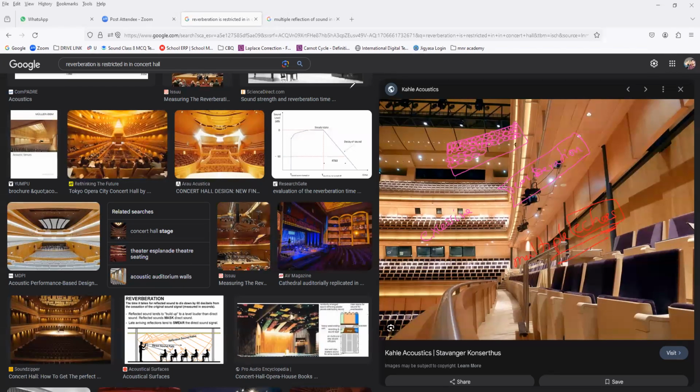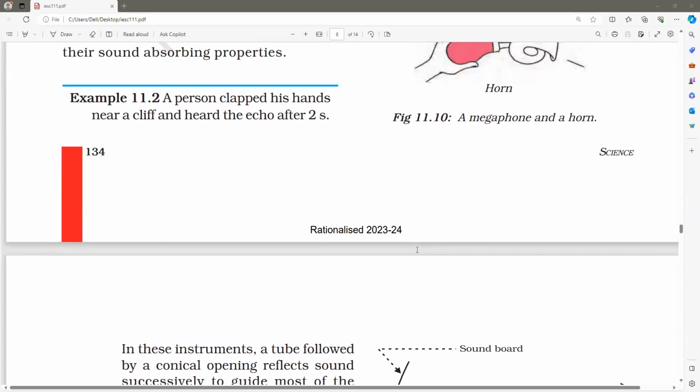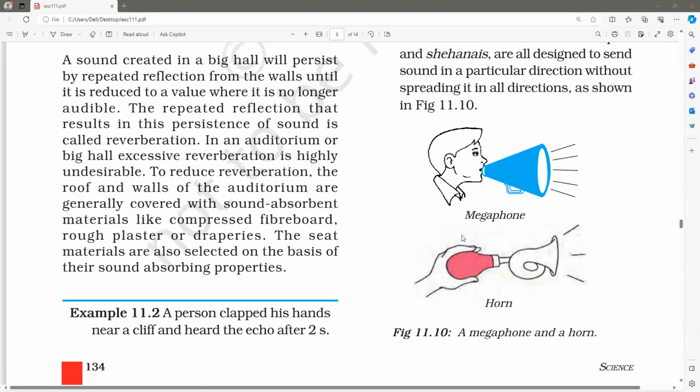So next, applications of reflection of sound. I'll make it very fast. Very simple. First one, remember the images alone: megaphone or speaking tube. Your NCERT book also has this figure. Multiple reflections of sound are called reverberation. Clear? So that's what you have to remember.